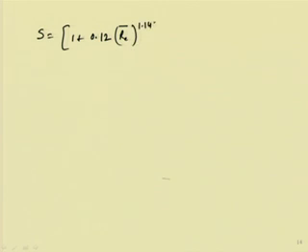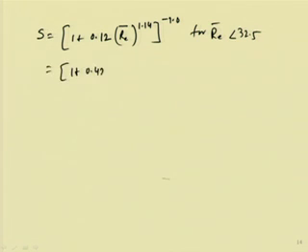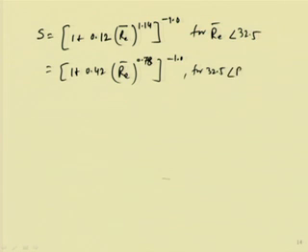And then we know that S is given as a factor: 1 plus 0.12 Re-bar to the power 1.14, whole to the power minus 1.0, for Re-bar less than 32.5, and this is equal to 1 plus 0.42 Re-bar to the power 0.78, whole to the power minus 1.0, for 32.5 less than Re-bar less than 70, and this is equal to 0.1 for Re-bar greater than 70.